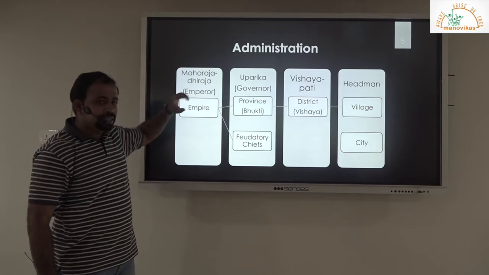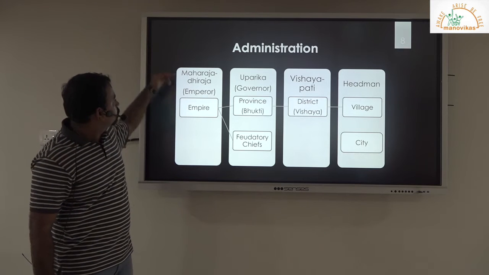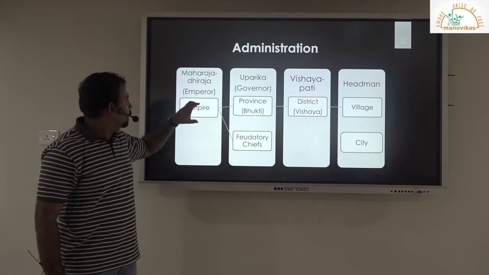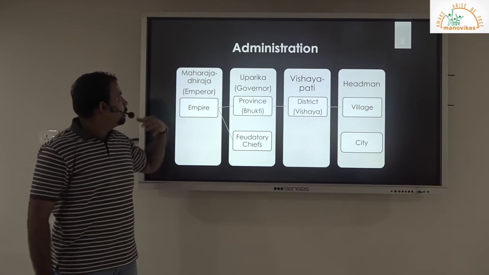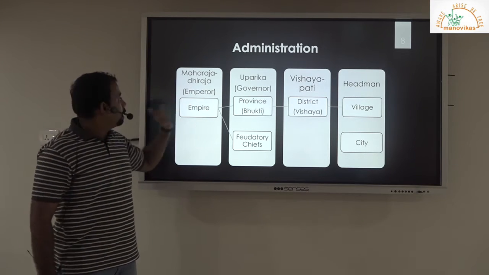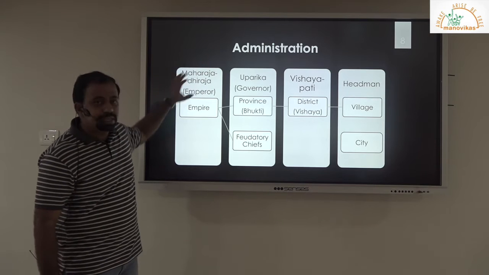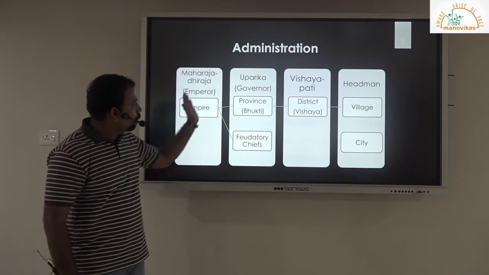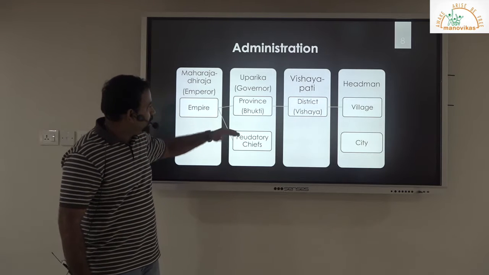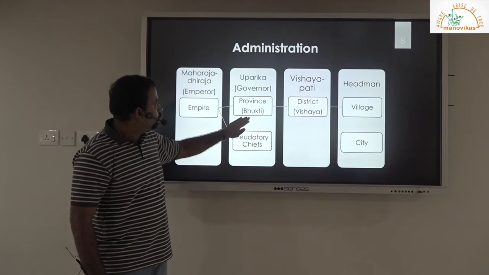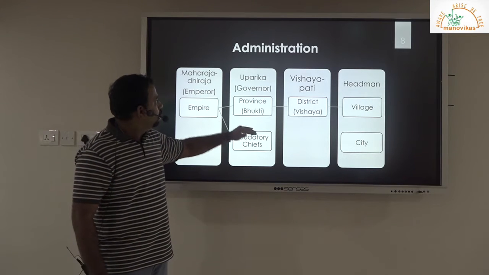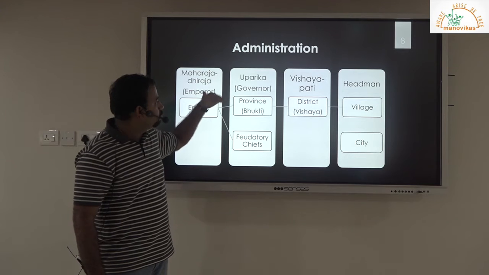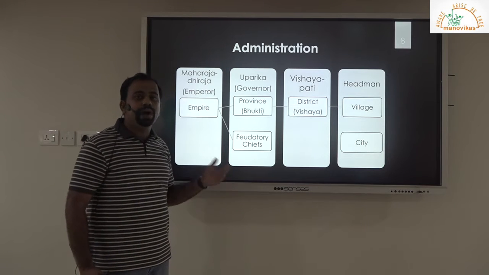So the highest is the empire, which was ruled by the emperor. The title of the emperor was mostly Maharaj Dhiraj, ruler of the rulers. There were other titles, but mostly it was Maharaj Dhiraj, and he had a council of ministers. Now, these empires were divided into provinces. Provinces were called Bhukti. The head or the governor of these provinces was called Uparika.